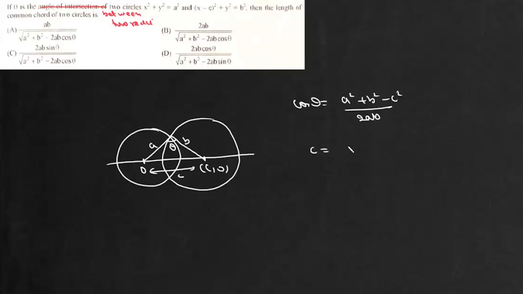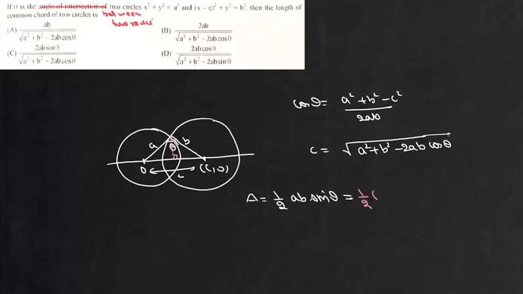2AB, or basically C is under root of A square plus B square minus 2AB cos theta. Now we can write the area of this triangle. The area of this triangle is half AB sin theta, and it will also be equal to the area of the triangle calculated from perpendicular and base. So it will be equal to 1 by 2 into, suppose this is AB, and this is half the length of the chord. So we'll write this as L by 2 into its base, which is C.